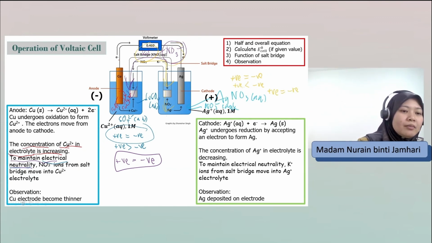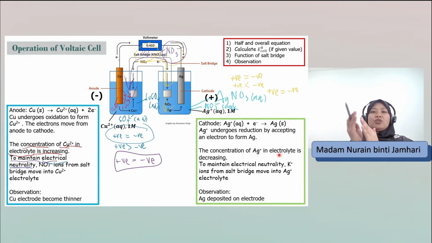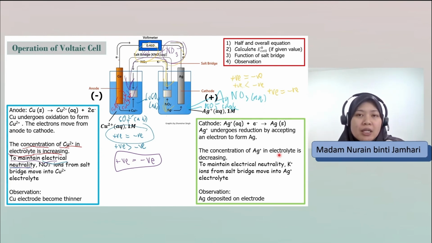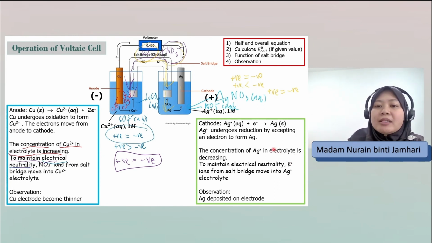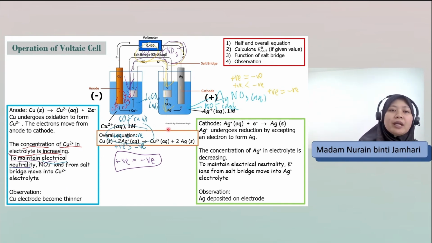So here the concentration of Ag+ in electrolyte is decreasing. Okay, I did mention ni, decreasing to maintain electrical neutrality. Yes, you have to write that word, that term, to maintain electrical neutrality, what the salt bridge did. Okay, the K plus ions from salt bridge move into Ag+ electrolyte. Okay, and the observation is Ag deposited on electrode. Okay, so bila kita gabungkan, you will get this overall equation.